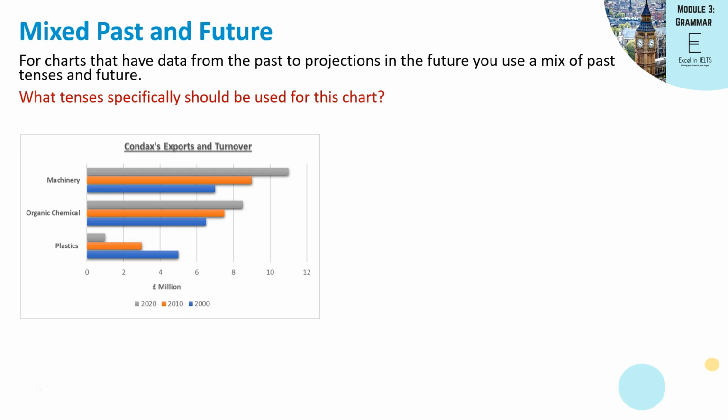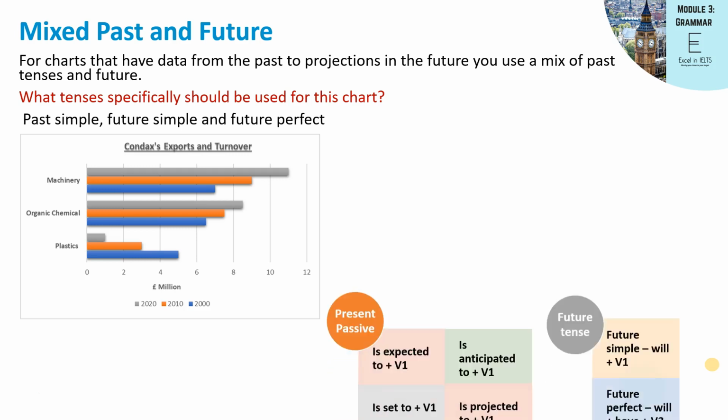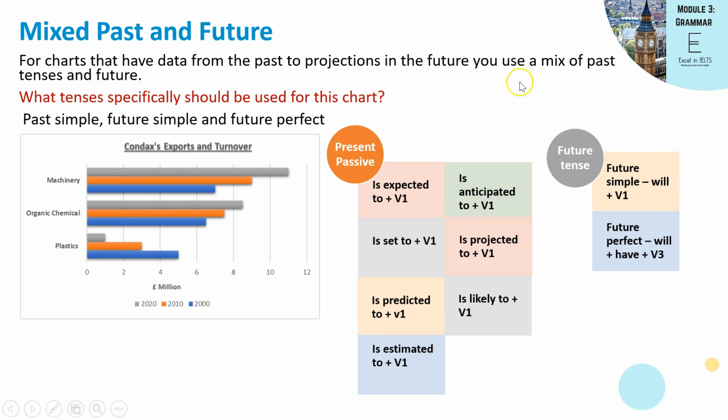Let's have a look at the answers. So past simple, future simple, and future perfect. Now there are two ways you can talk about the future. One is to use the present passive, and the second one is to use the future tense.